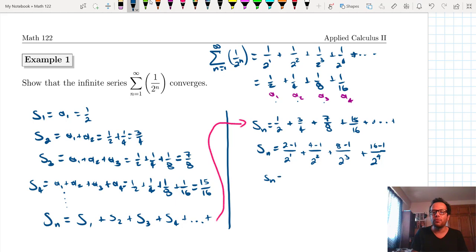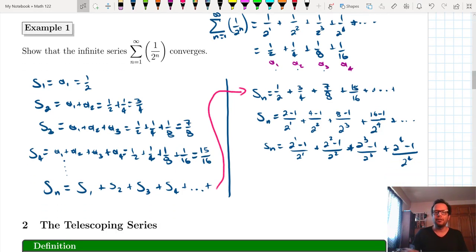So Sn will be (2 to the first minus 1) over 2 to the first, plus (2 squared minus 1) divided by 2 squared, plus (2 to the third minus 1) divided by 2 to the third, and (2 to the fourth minus 1) divided by 2 to the fourth. So what do we get here? We get that Sn equals (2 to the n minus 1) divided by 2 to the n. Okay, so that is the rule. This is our a sub n.